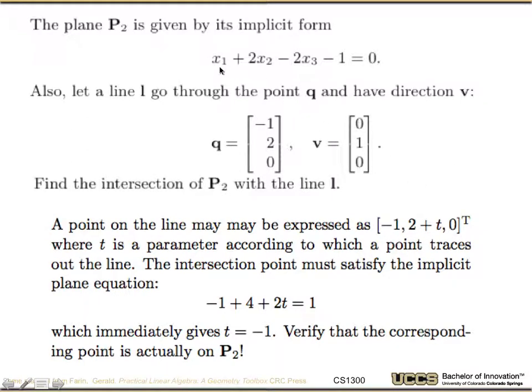We put that in here: -1, 1, 0, minus 1 gives us 0. So we verify it's actually on the plane. So that gives us our point of intersection.